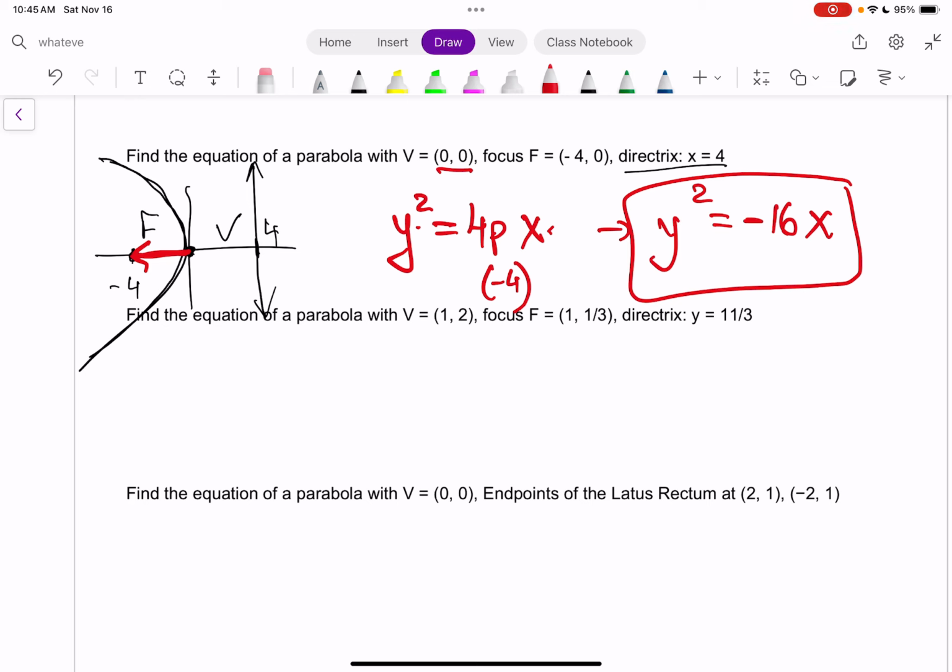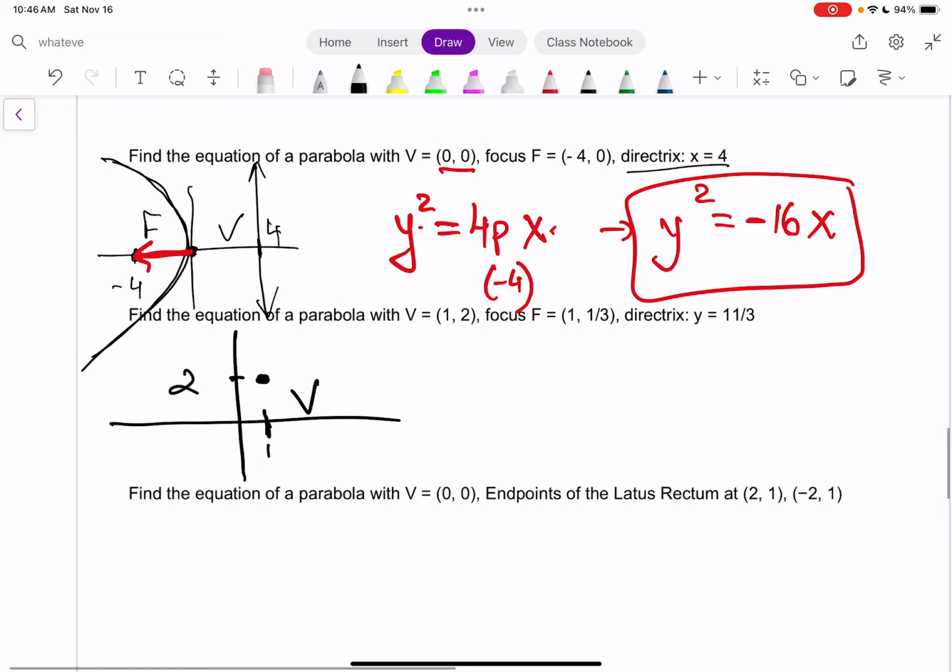All right, let's do this again. So the vertex is at 1, 2. The focus is at 1 and 1/3.